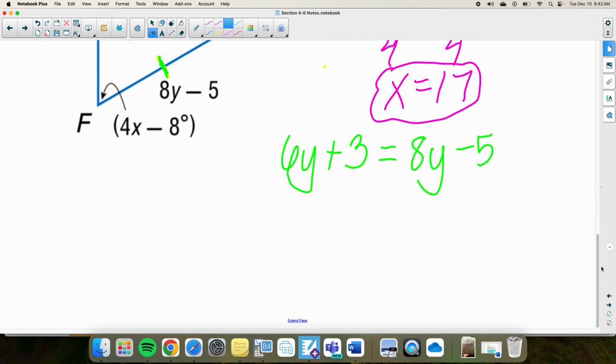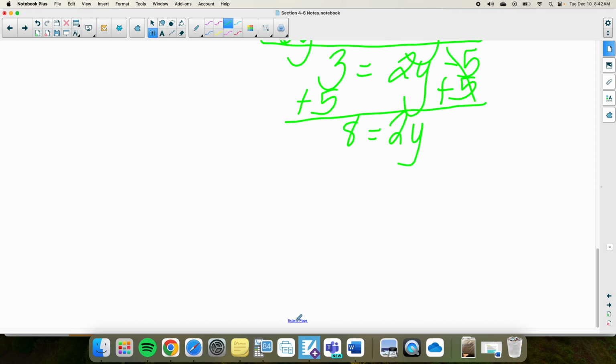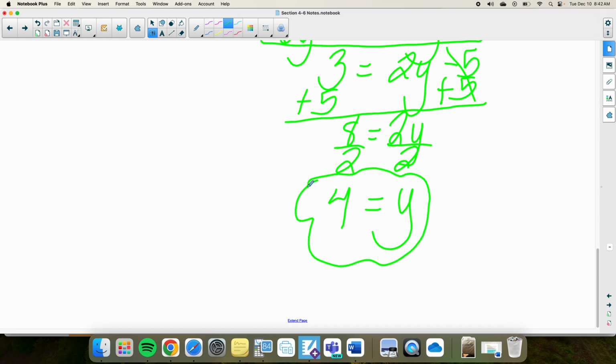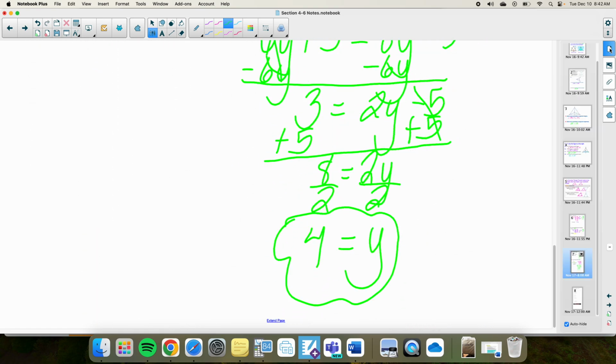Okay, so what I'm going to do is bring my 6y over here by subtracting 6y. And I get 3 equals 8y minus 6y is 2y minus 5. Then I'm going to add 5. And I get 2y equals 8. Divide by 2, and y is 4. Okay. And those are my answers then.